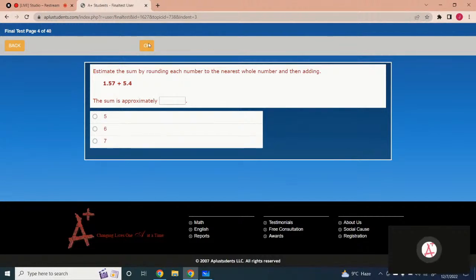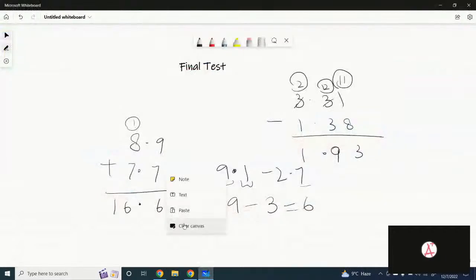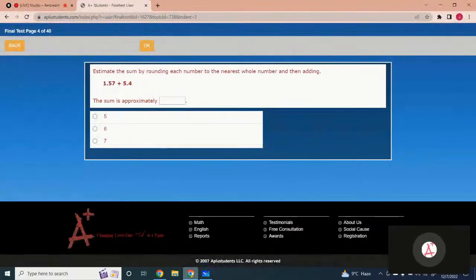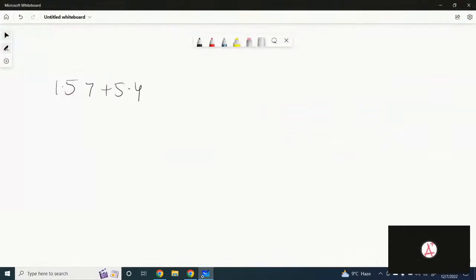Okay, the next one is 1.57 plus 5.4. Let me read the question. Estimate a sum by rounding each number to the nearest whole number and then adding. Here you have 5 right after the decimal point, and 5 is equal to 5. That means you have to round up. Round up means add 1 to the whole number. So it would be 1 plus 1 is 2.